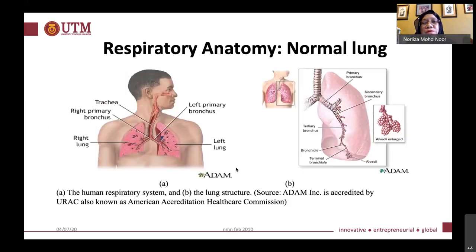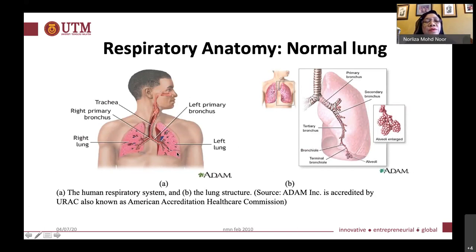Roughly, just a brief respiratory anatomy. This is showing the normal lungs. We breathe in the air through the nose, and whatever we breathe in comes directly to the airways, to the trachea, and then the right primary bronchus and the left primary bronchus. So we have two branches, the right lung and the left lung.